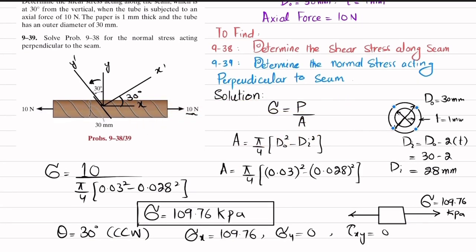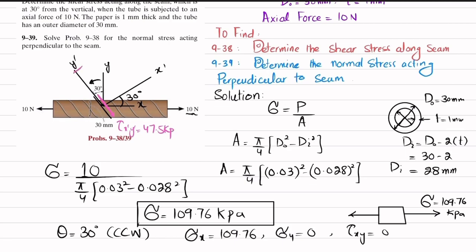Let me show you. This will be in the downward direction, opposite to y dash, and that is tau x dash y dash, which is 47.5. I have removed the negative sign because it is opposite to this y dash.